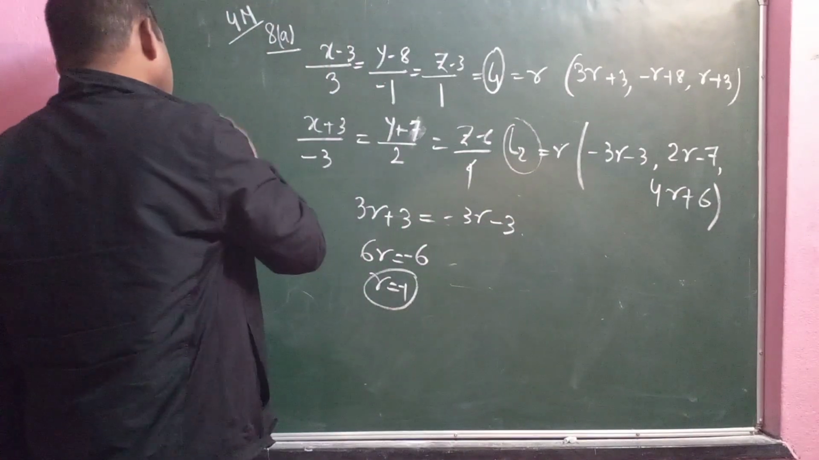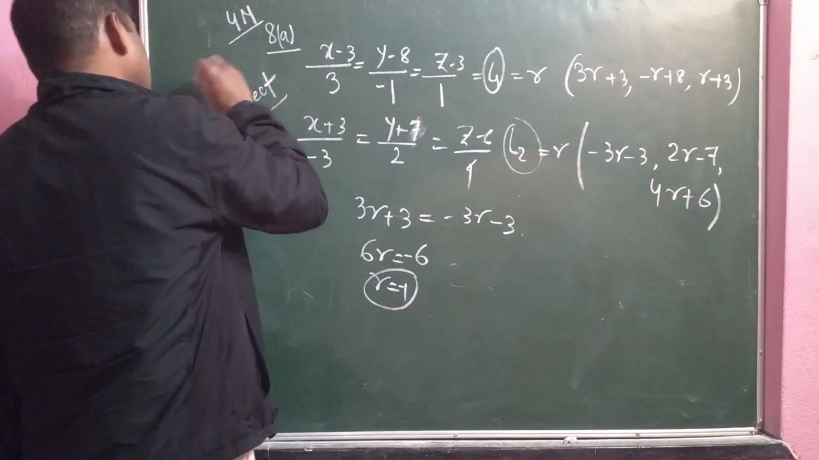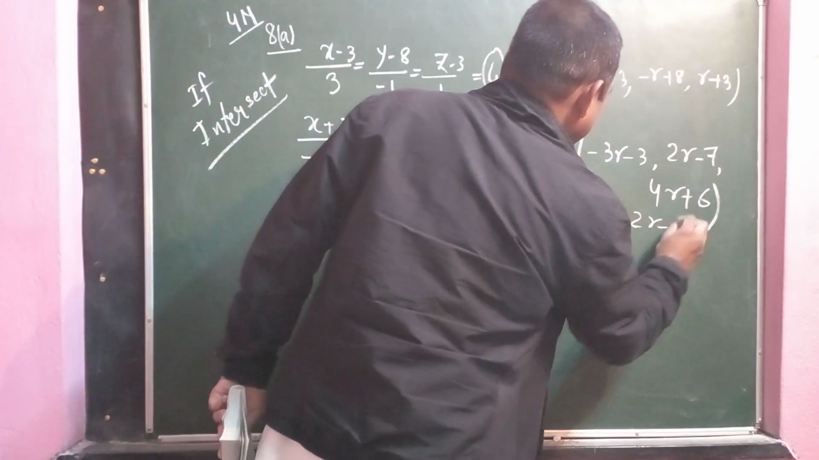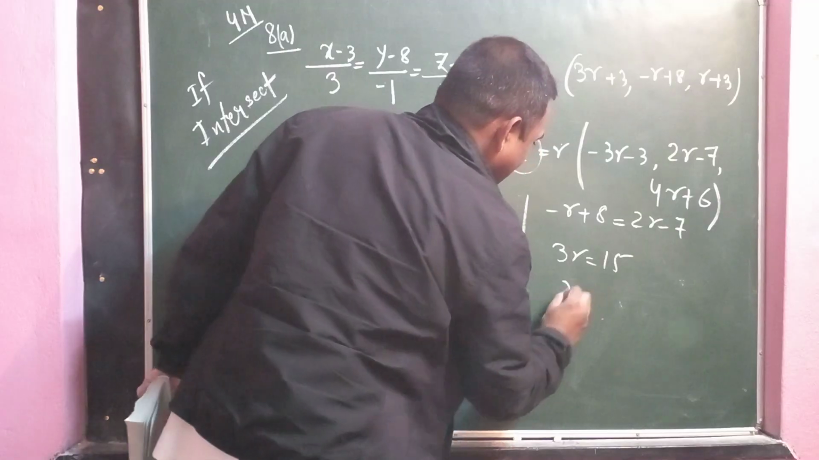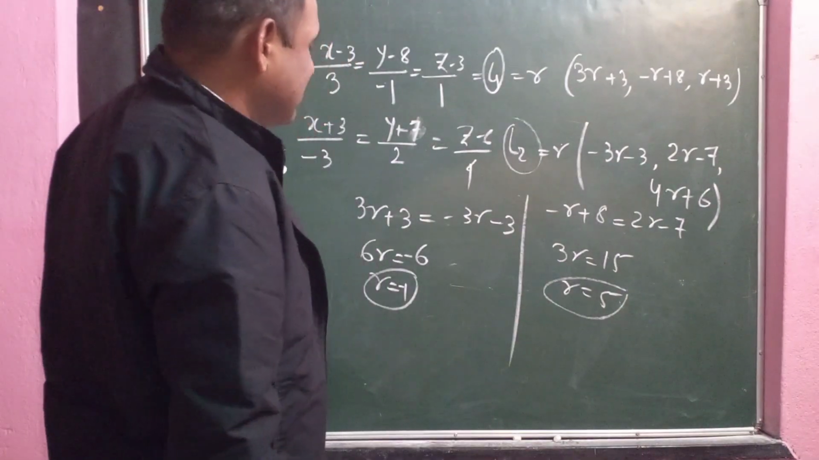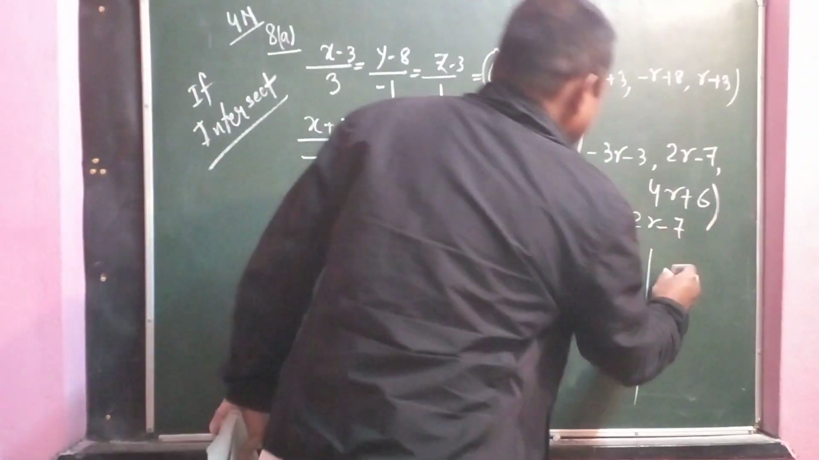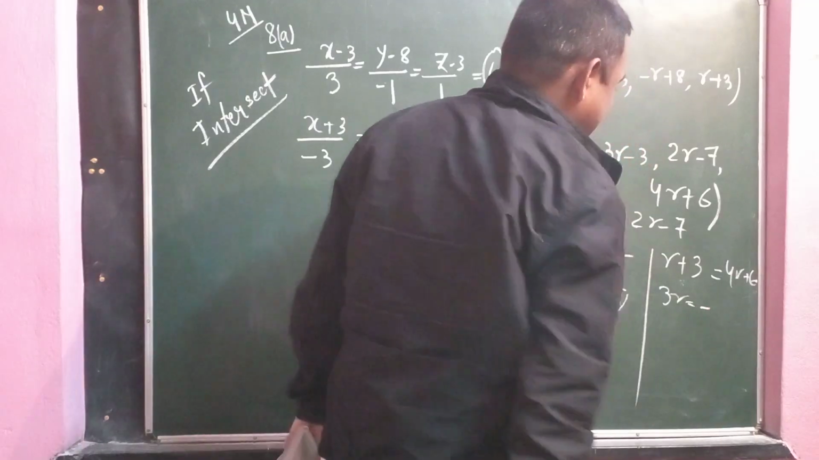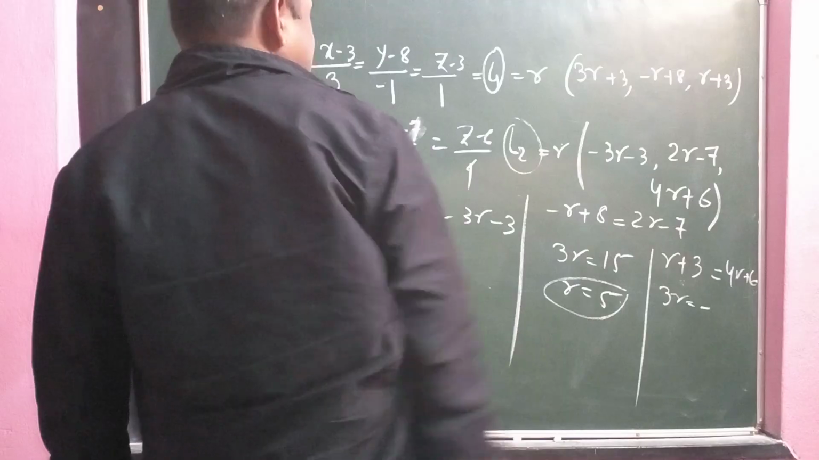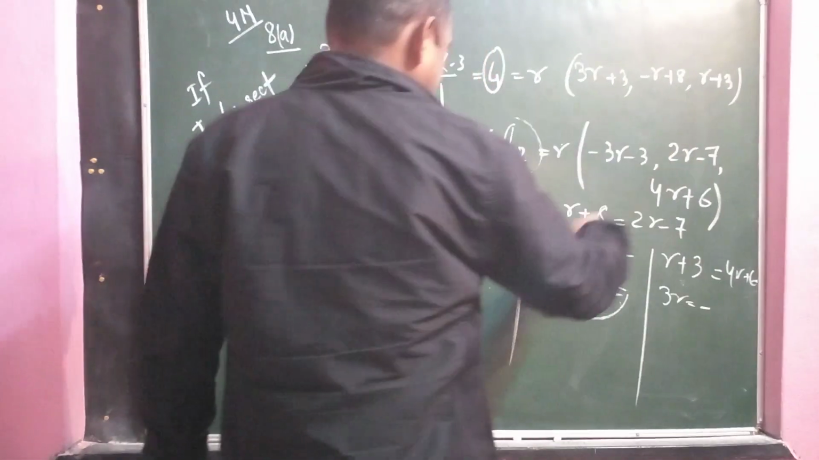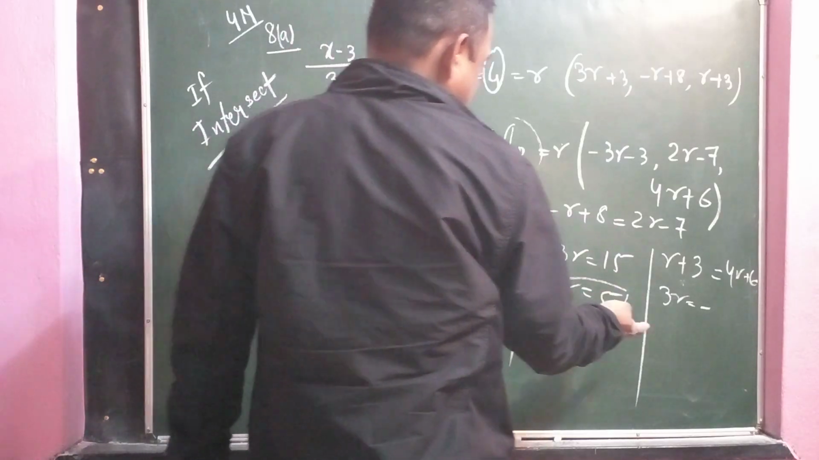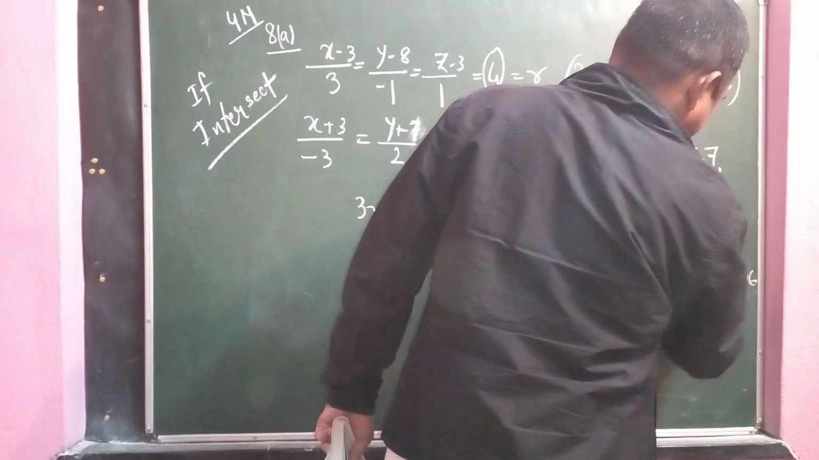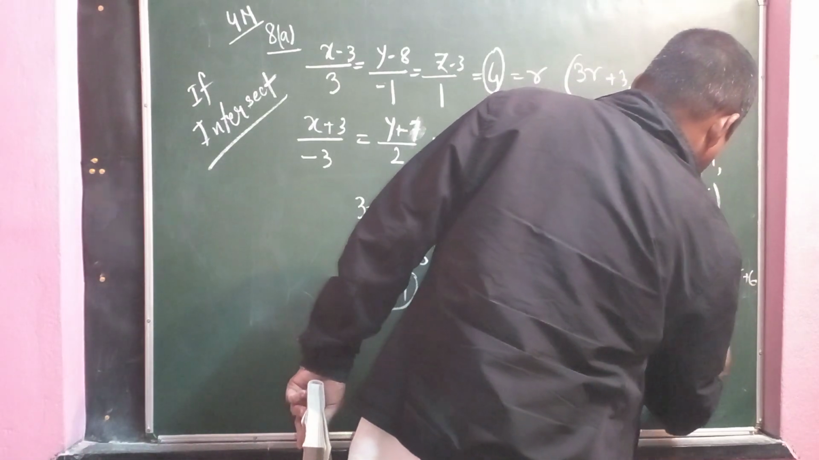If they intersect, check: if they intersect, then the corresponding values will be equal. Minus r plus 8 equals 2r minus 7. So 3r equals 15, so r equals 5. See, the r values are different, so they will never intersect. They will not intersect. Or the third one, r plus 3 is equal to 4r plus 6. So 3r equals minus 3. So r equals minus 1.